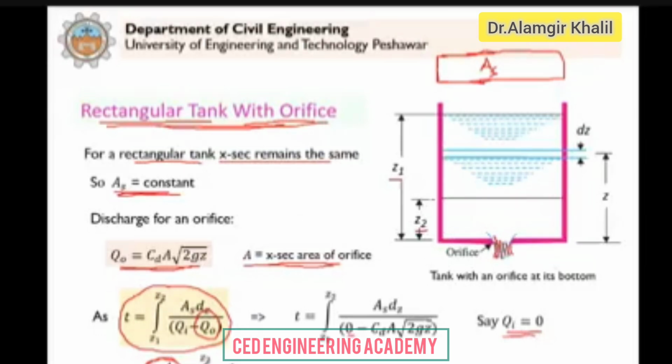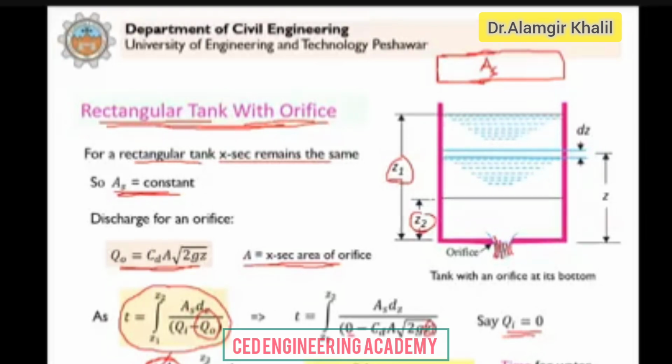And we just have Z to the power minus 1 by 2 into dz. Now just evaluate this integral. When you evaluate this integral and take care of the negative sign, we get t equal to 2AS divided by CdA under root 2g into square root of Z1 minus square root of Z2. So this is now the specific equation for this case to calculate the time for the water level to drop from Z1 to Z2.